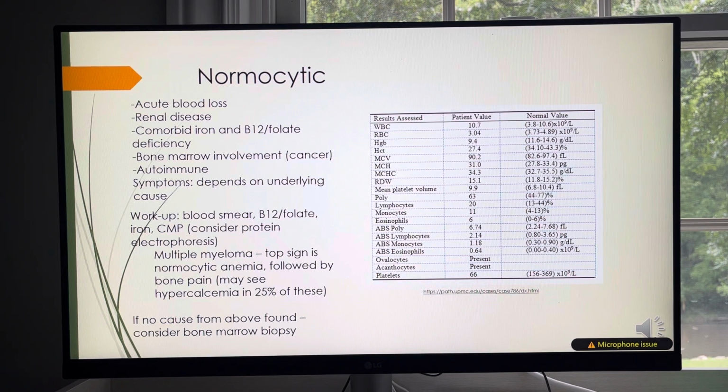I have a whole slide on multiple myeloma, so I'm going to save most of it for that slide. But for multiple myeloma, the top sign is normocytic normochromic anemia. Then you get the bone pain, and then you get hypercalcemia. So hold on to that thought. We'll come back to that. But that is your workup right there. And then you need to get these patients into hematology because this is a very severe finding in most cases.